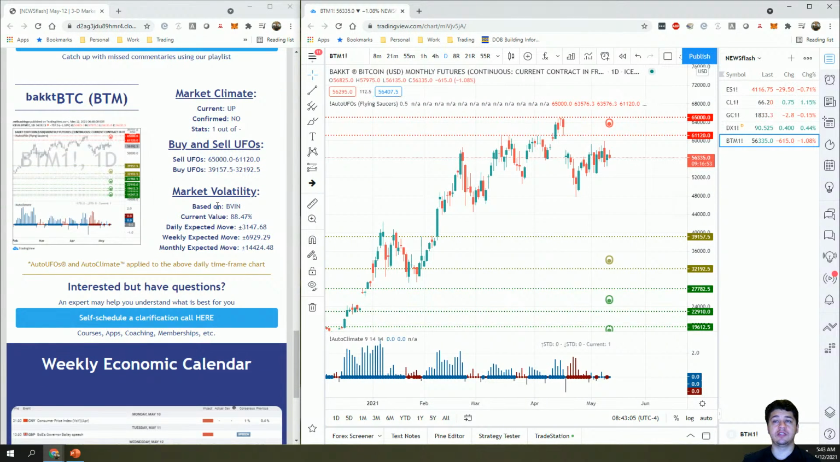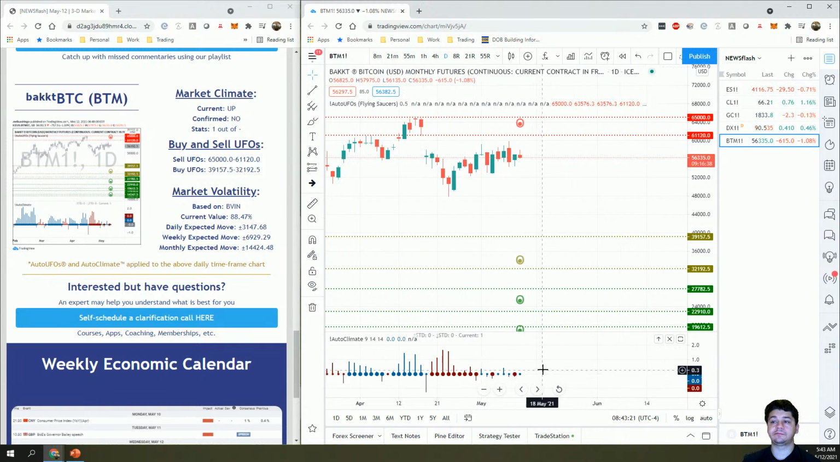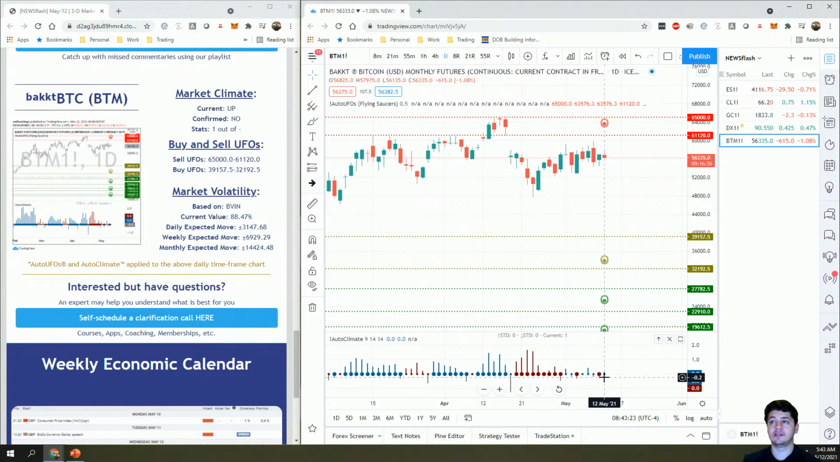Looking at Bitcoin, the latest entrant to the group of five that we have here, but I think a very important one. Current climate is up. It is not confirmed, as you see here. The dot is thin as of today. Yesterday was a confirmed non-climate. Today is an unconfirmed climate. Sell UFOs very close to current price, 61,120 to 65,000. Buy UFO down here, 39,157 to 32,192.